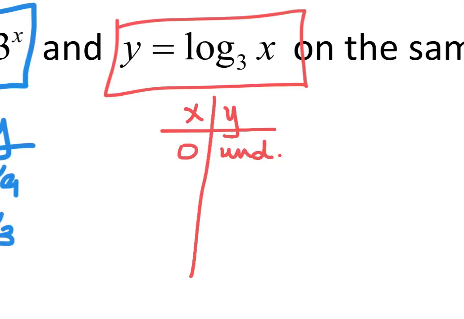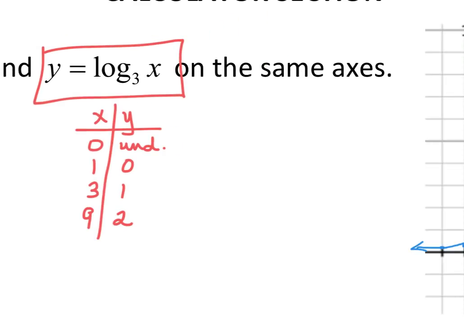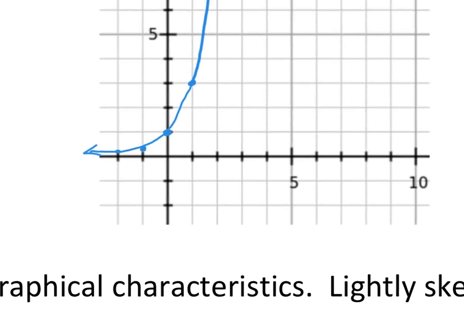But starting with 1, when x is 1, y is 0, and then just look at the whole number values. That'll be sufficient. At 3, you've got the value 1. At 9, you have the value 2. And the next whole number value would be 27 and 3, and that would be off the edge of the graph. So let's just graph those 4 points.